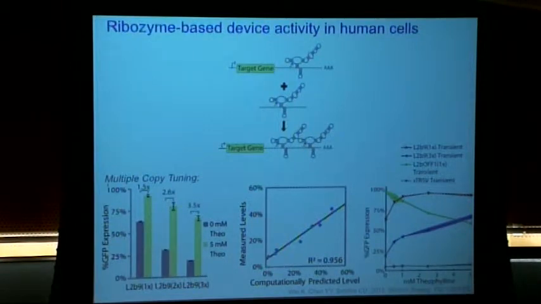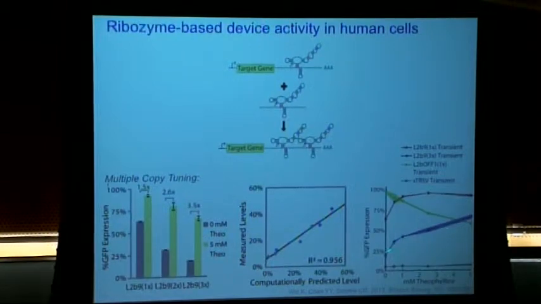And this was mentioned in the previous talk, this is not a digital switch where you just have an on-off, as we're showing here at the low and high level. If you actually titrate the system across the concentration of theophylline, you see that you get a titrated response. Here we're showing the single copy and the triple copy in red and purple. And so you can see that you're titrating the response across the entire range that you see here.